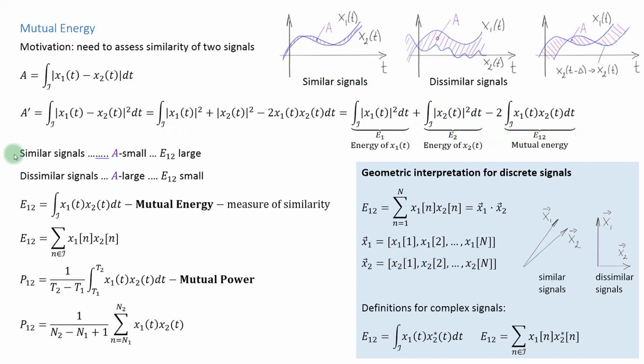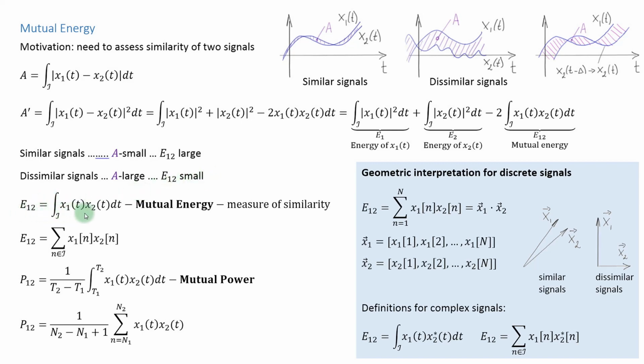Here you have it summarized. If we have similar signals, the area in between the signals is getting small and the mutual energy is getting large. If we have dissimilar signals, the area in between the signals is getting large and the mutual energy is getting small. So similar signals will give us large mutual energy and dissimilar signals will give us small mutual energy. At this point, you might have a feeling that the mutual energy is not an ideal measure of similarity, and that is true. But it is simple and mathematically convenient, so we like to use it.